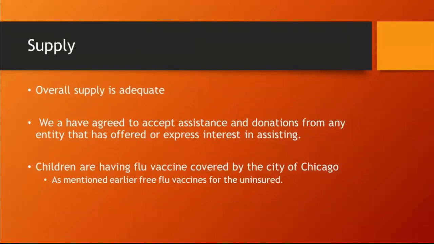Overall, our supply is pretty adequate. We have agreed to accept assistance and donations from any other entities that have offered or expressed interest in assisting us. There's a couple of organizations that Esperanza is currently working with to continue the supply. And of course, children are receiving flu vaccines covered by the city of Chicago. As I mentioned, it helps to get an additional surplus specifically for those that are uninsured. So supply looks pretty good, and from what the earlier presenters mentioned, an additional 9 million vaccination doses will be available, so that'll definitely help out. Next slide, please.